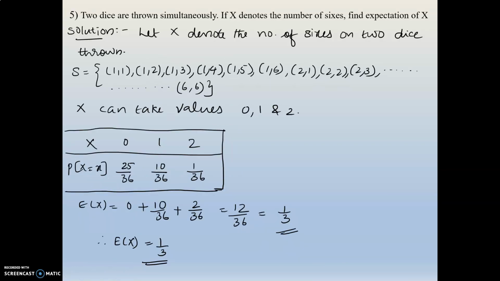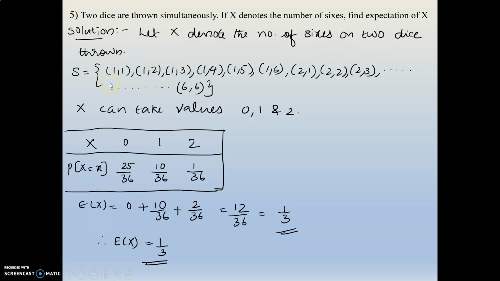Two dice are thrown simultaneously. If x denotes the number of sixes, find the expectation of x. So here two dice are thrown. Let x denote the number of sixes on the two dice thrown.